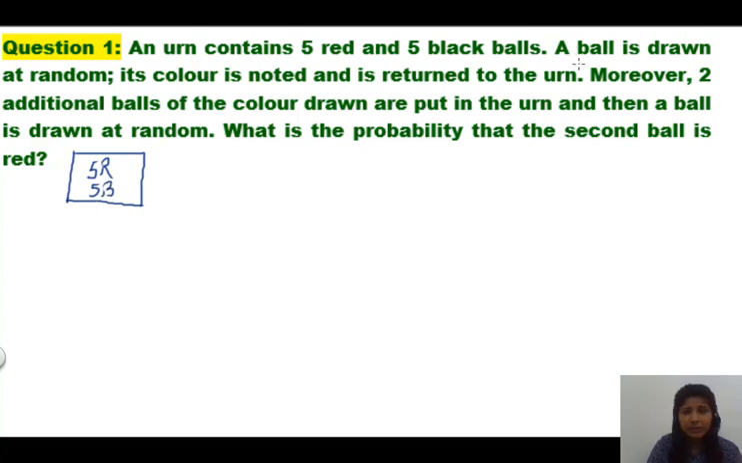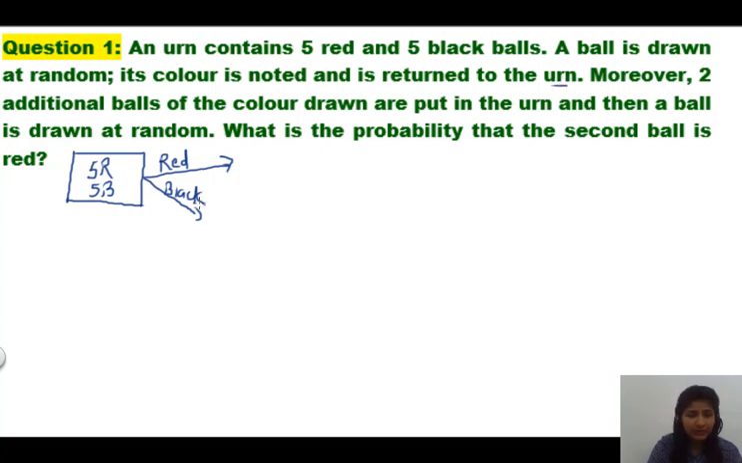A ball is drawn at random. You are taking out one ball. Now taking out one ball has two possibilities. You may take out the ball of red color, you may take out the ball of black color. Any one ball can be picked out. Now what are they saying after it? A ball is drawn at random, its color is noted. You note the color and it is returned to the urn.